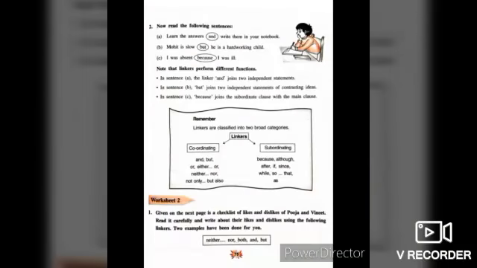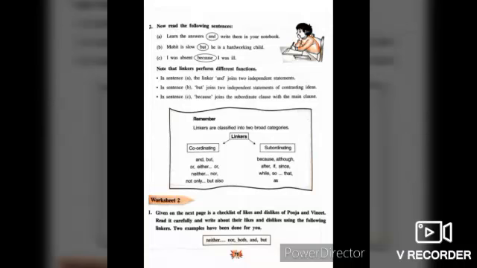Let us take some more examples. Learn the answer and write them in your notebook. In this sentence our linker is and. Mohit is slow but he is a hard-working child. So in this sentence but is our linker. I was absent because I was ill. And this because is our linker.